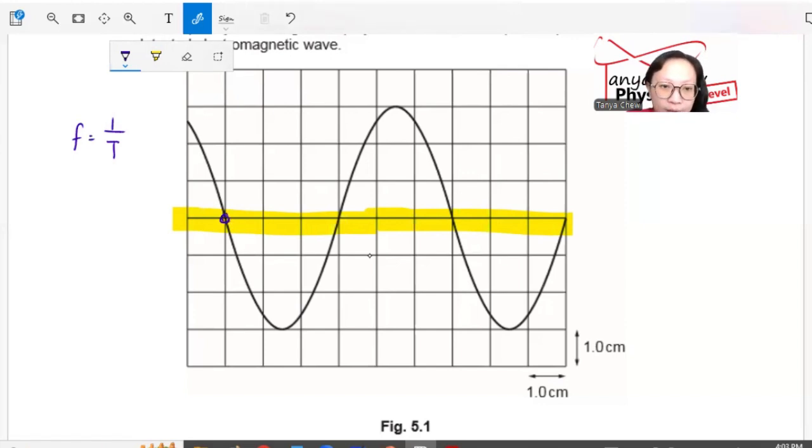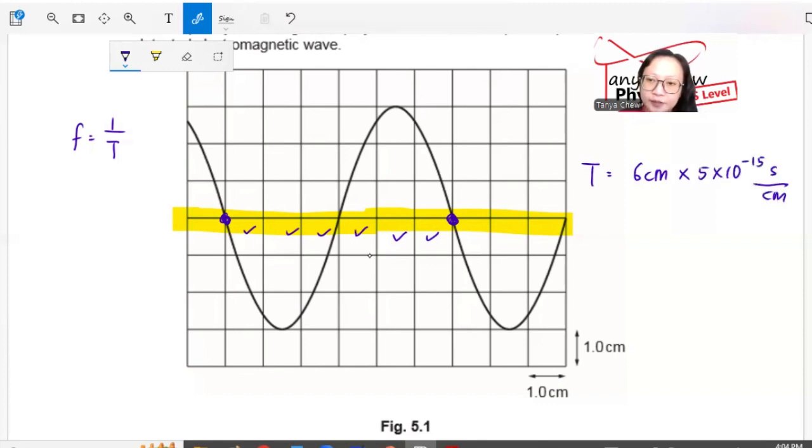I start from here. One complete oscillation is from here to here. So how many cm are involved? 1, 2, 3, 4, 5, 6 cm altogether. So period is equal to 6 cm times my time base, which is 5 times 10 to the power negative 15 second per cm. So cm and cm cancel. The period that I got is 30 times 10 to the power negative 15 seconds.